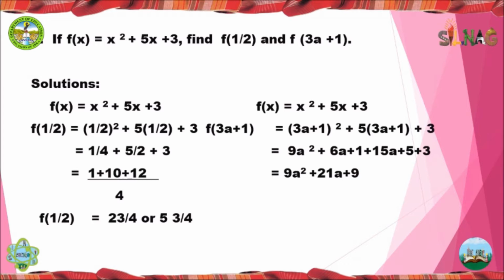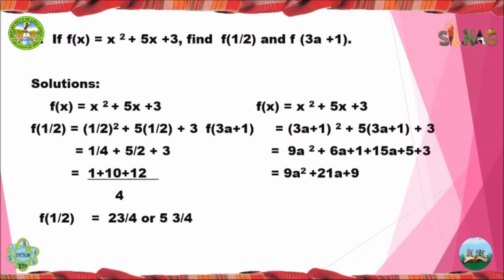Then we have f of 3a plus 1. We substitute 3a plus 1 for x. So we have the quantity of 3a plus 1 squared plus 5 times the quantity of 3a plus 1 and then plus 3. 3a plus 1 times 3a plus 1 is equal to 9a squared plus 6a plus 1. We apply the shortcut in squaring a binomial. So we have 3a times 3a is 9a squared.